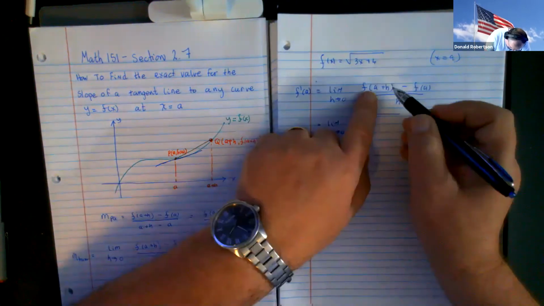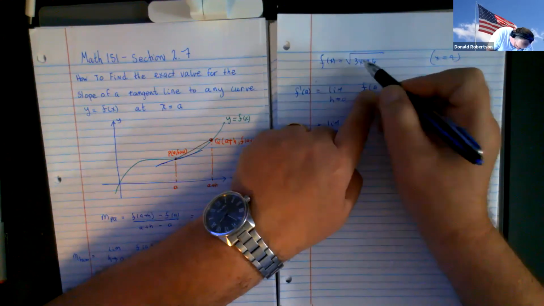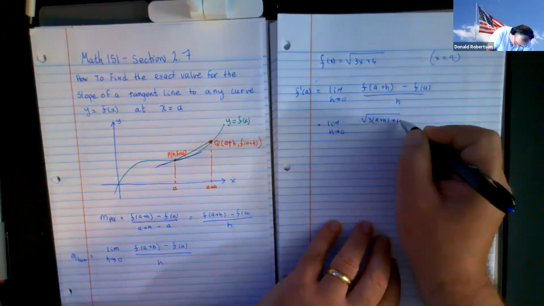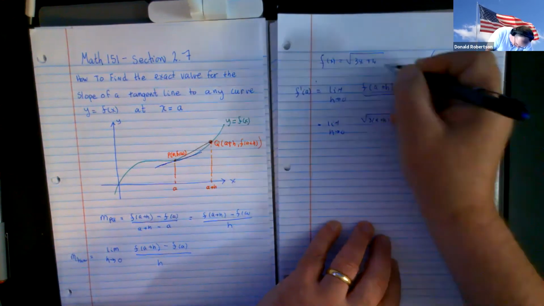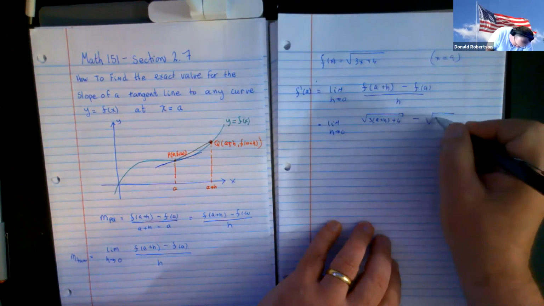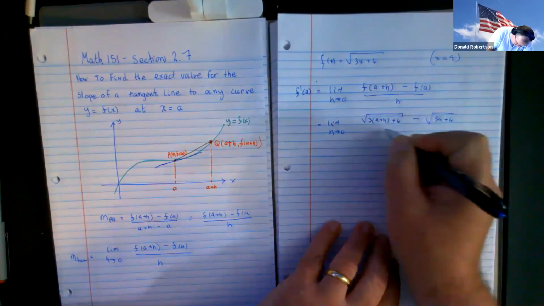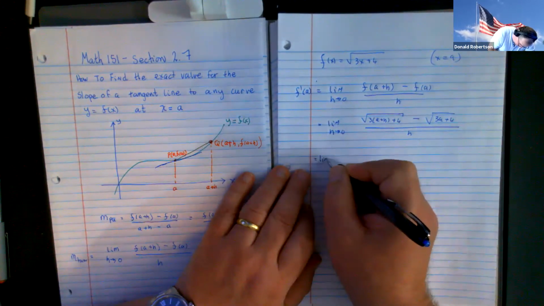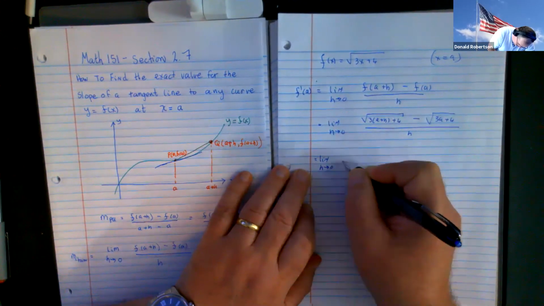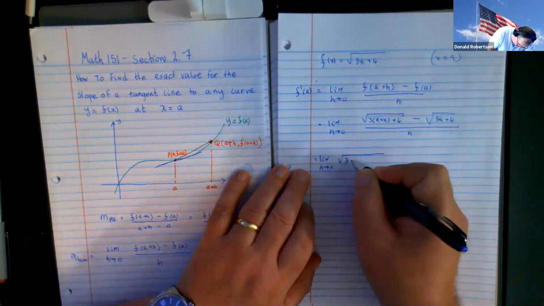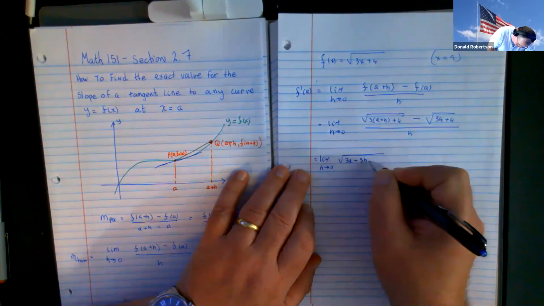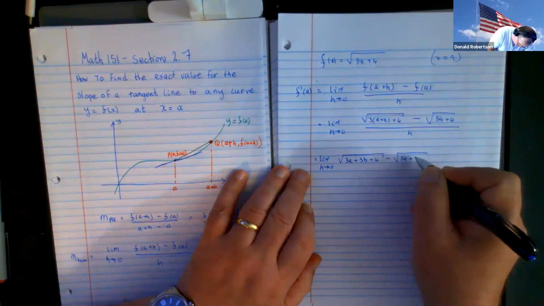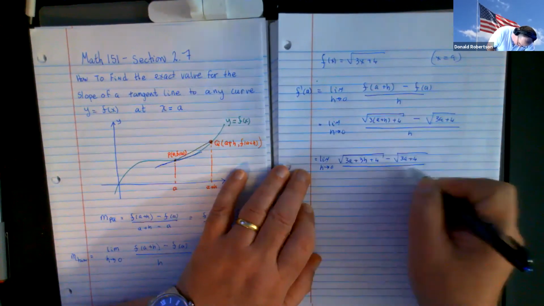If you put a plus h in here, you get 3 lots of a plus h, add 4. And if you put a in here instead of x, you get 3a, add 4, over h. So that's 3a plus 3h plus 4. Take away 3a plus 4 all over h.